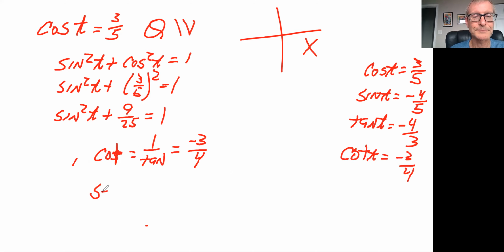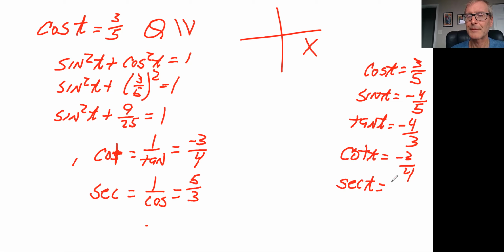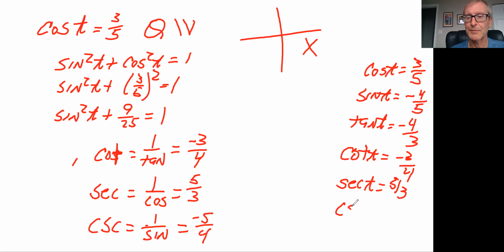So secant is 1/cosine. So you flip cosine. So that would be 5/3. So secant of t is 5/3. And so the last one is cosecant. And that's 1/sine. And so you flip sine, and so that would be minus 5/4. So cosecant of t is minus 5/4.